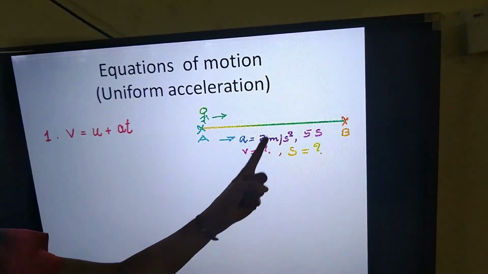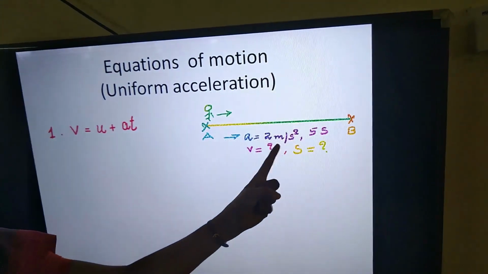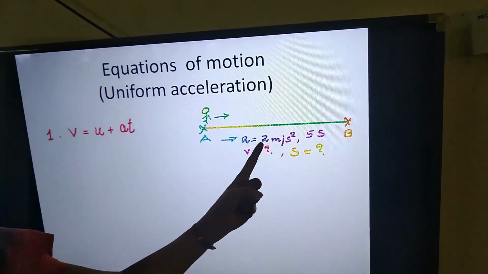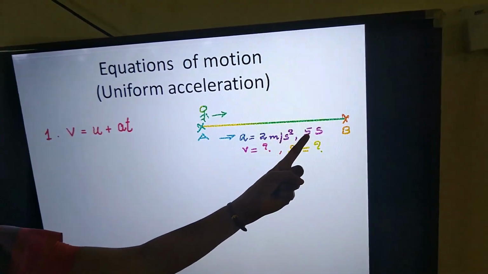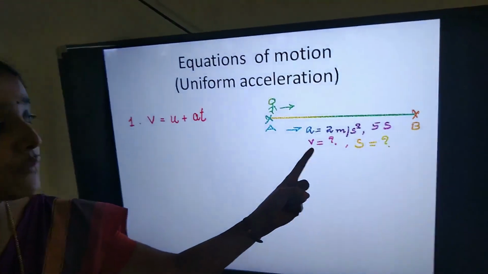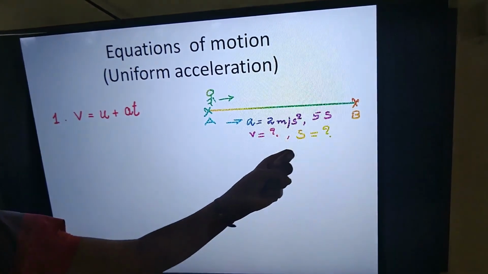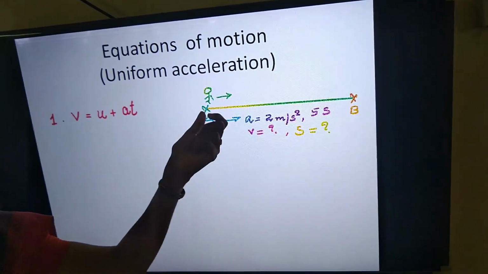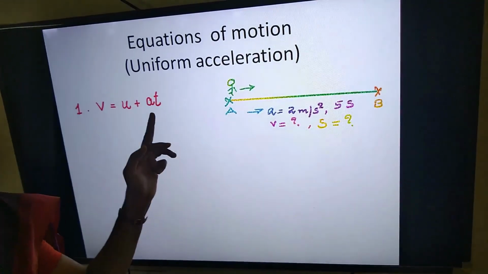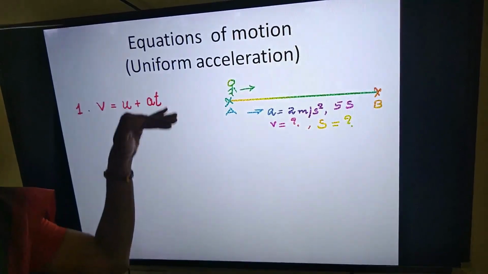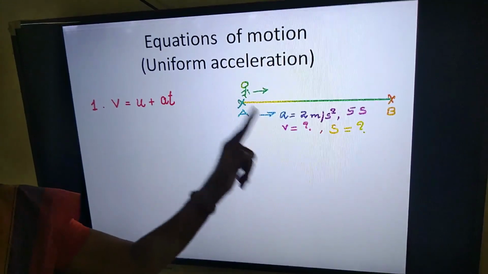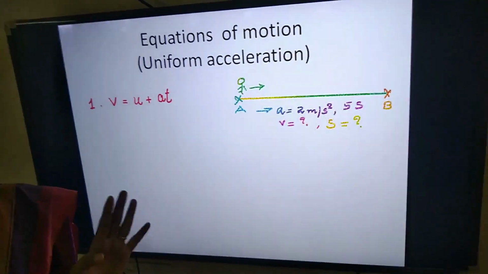What is the meaning of this? In every 1 second, his velocity increases by 2 meter per second. That is the meaning of acceleration 2 meter per second square. He continues moving for 5 seconds and reaches the position B. We are asked to find the velocity of this person when he reaches B. This is called the final velocity, and the moment he starts his motion is called the initial velocity. So in such cases we can use this equation. Remember, all these equations we are going to discuss under this heading are applicable only if acceleration is constant. Here it is given acceleration is constant.